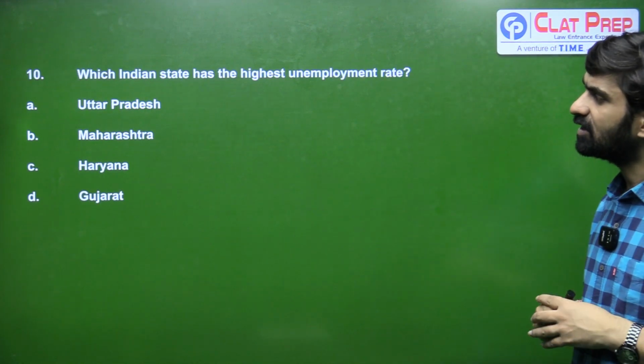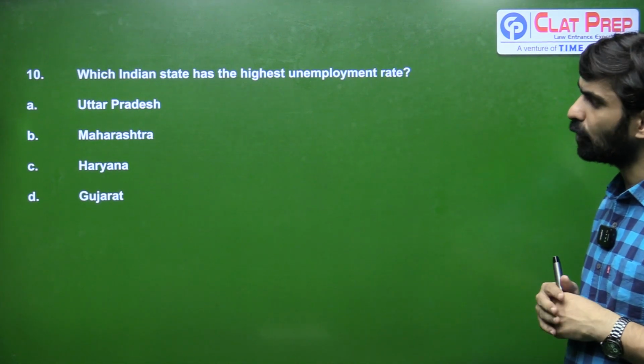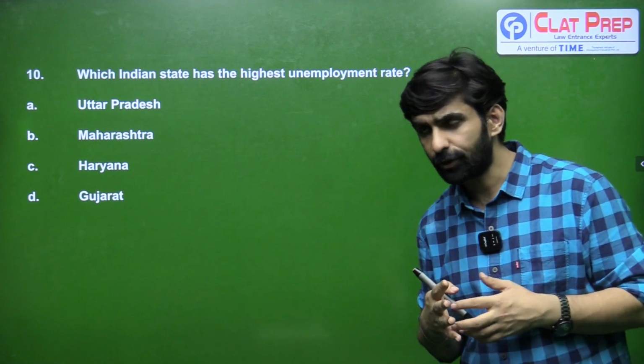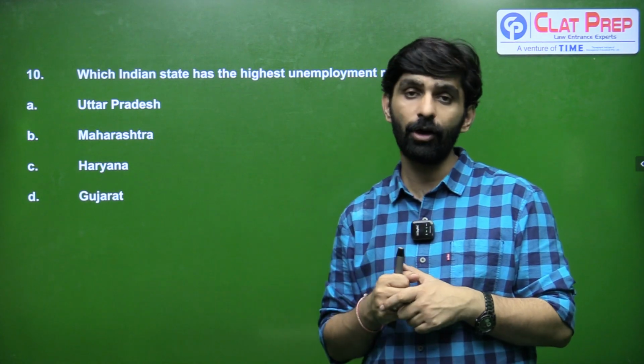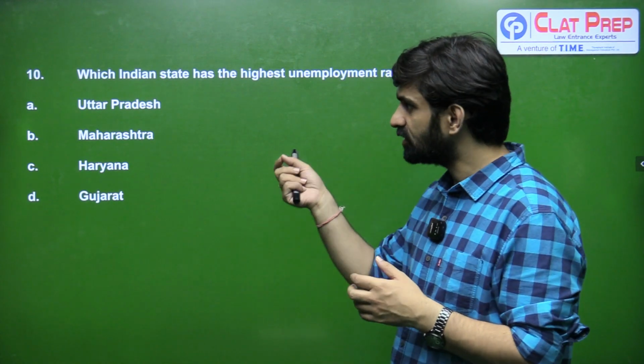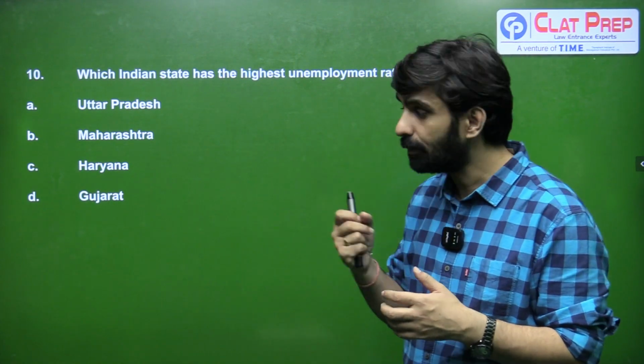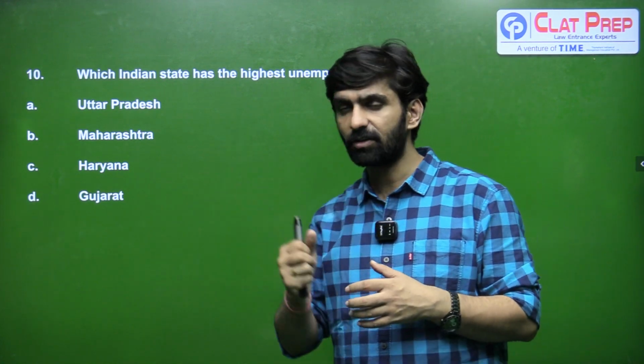Okay. Next is, which Indian state has the highest unemployment rate? We have discussed this also today. It is the state of Haryana, which is currently going to have an election very soon. So the correct answer for tenth is going to be C.